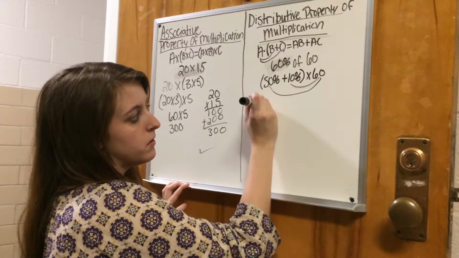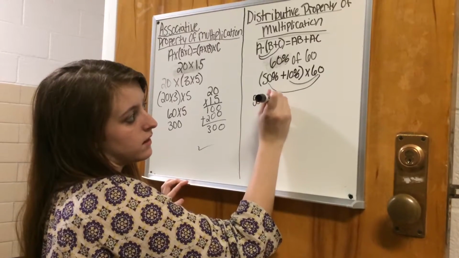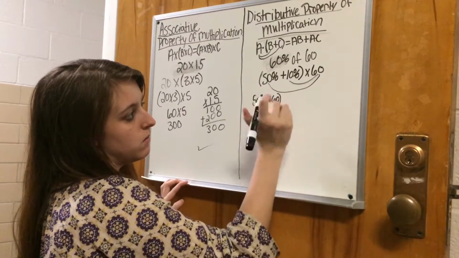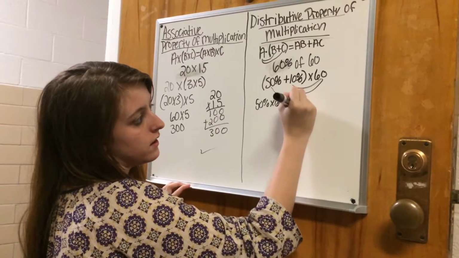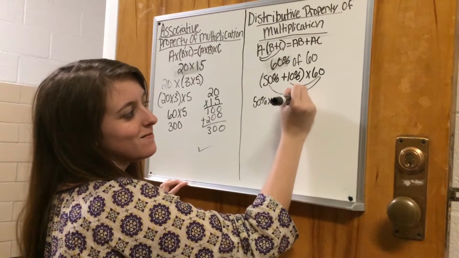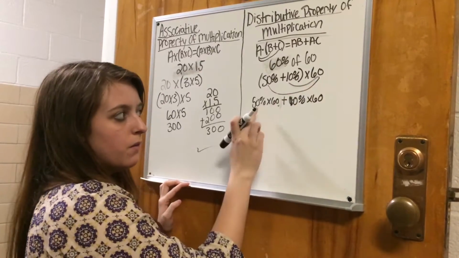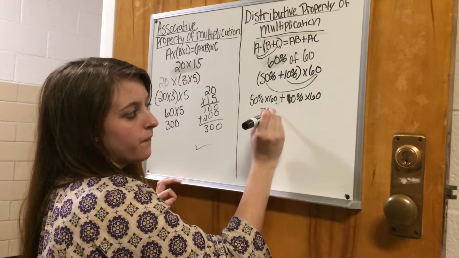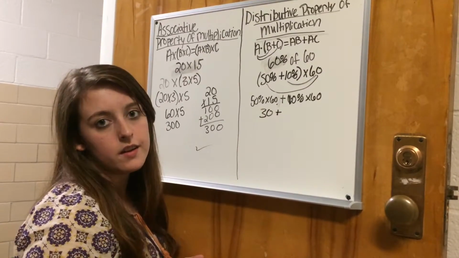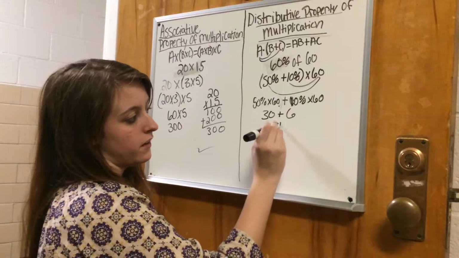So 50%, don't forget the percent, times 60, then add plus 10% times 60. 50% of 60 is 30. And then 10% of 60 is easy, that's 6. So 30 plus 6 is 36.